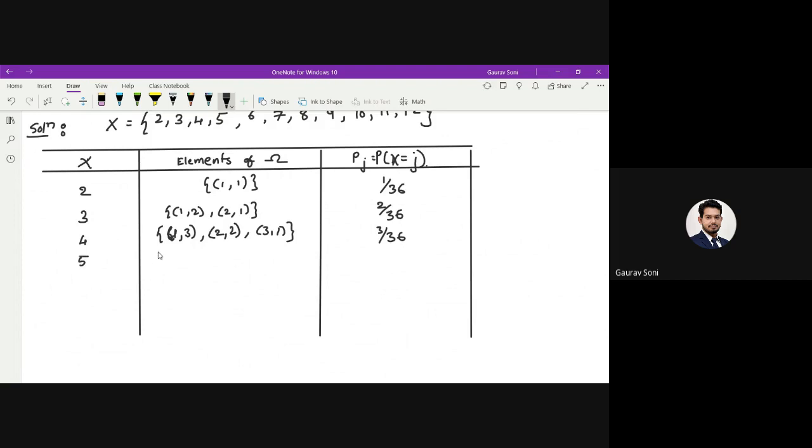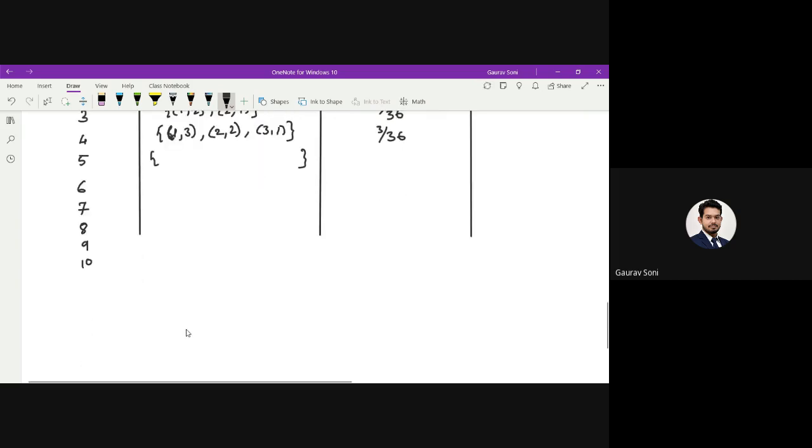5. Tell me directly the probability. I'm not going to write each and every sample space now. 6, 7, 8, 9, 10, 11, 12. For 5, it will be 4 by 36.